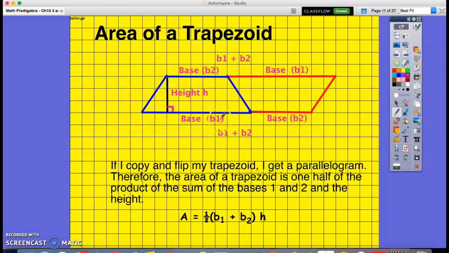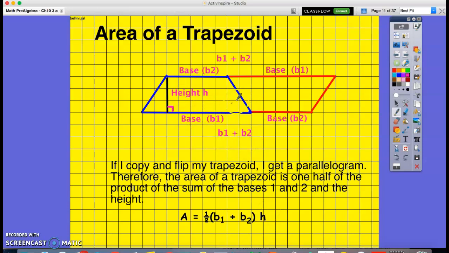And the total length will be what? From here it is B1, and from here it is B2. So the total length is B1 plus B2, and the same thing on the other side. So this is B2 and this is B1. So the total length here is B1 plus B2, right? And the height of the parallelogram is H. So now I know the length and the height, we can find the area of the parallelogram, right? Which is B1 plus B2 times H.